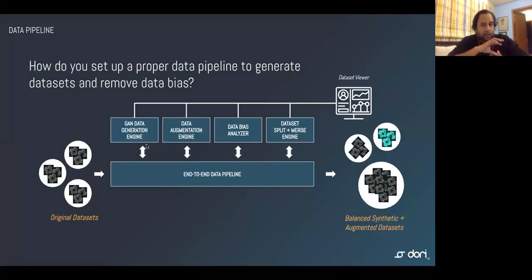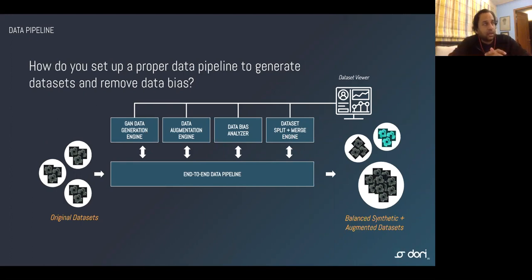And so really, this is an example of how you can set up that pipeline. We at Dori have separated it out into 4 main functions. The first being the data generation engine, where we can apply various GAN algorithms or various techniques to generate that fully synthetic data.